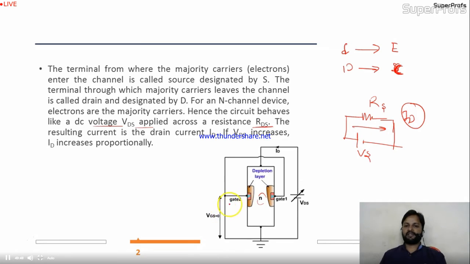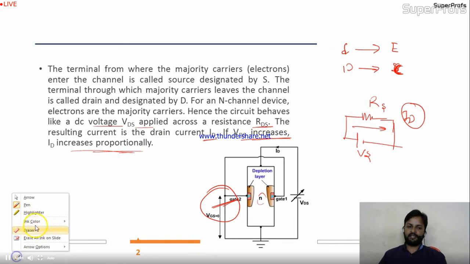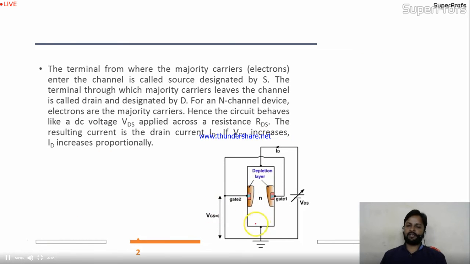The controlling will start when you apply some input over here. The resulting current is the drain current ID. If VDS increases, ID increases proportionally. If VGS is 0, who will control the circuit? VGS controls the circuit, but you have chosen VGS equal to 0. VGS equal to 0 means in the path of this ID, you have only the N channel. The N channel has its own resistance.